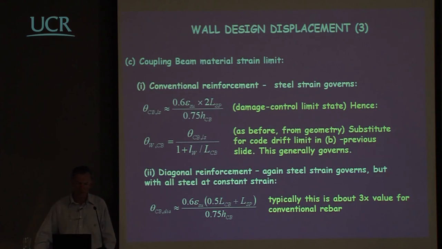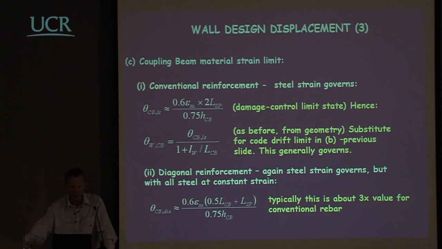The coupling beam is a bit more difficult, but we can determine the relationship again between the coupling beam drift and the wall drift. So first of all, we calculate the coupling beam drift as governed by the maximum strain in the flexural reinforcement. If we take a conventional reinforcement case, we would say that for the damage control limit state, maximum strain of 0.6 times the strain at maximum stress. The plastic hinge length is going to be equal to twice the strain penetration length because the beams are very short. And then if we divide that curvature by the effective height, we get the rotation itself.